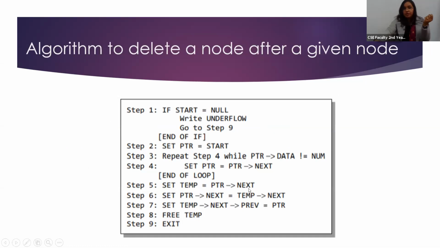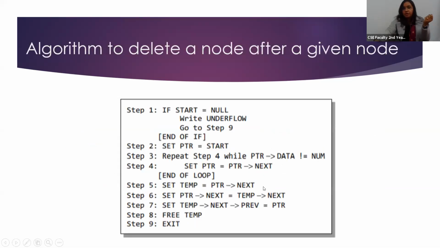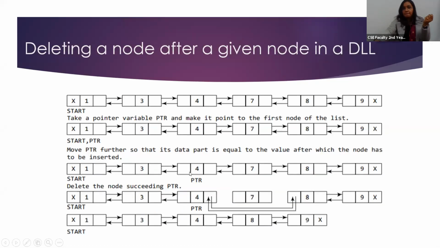Set temp equal to pointer next. That means this is called temp now. Pointer next means this part is containing the address of this node. So this node is called temp. Set temp equal to pointer next. Set pointer next equal to temp next. Pointer next, this part, equal to temp next, this part. That means this part will now contain the address which is stored here. That means the address of this node. So this joining is done.